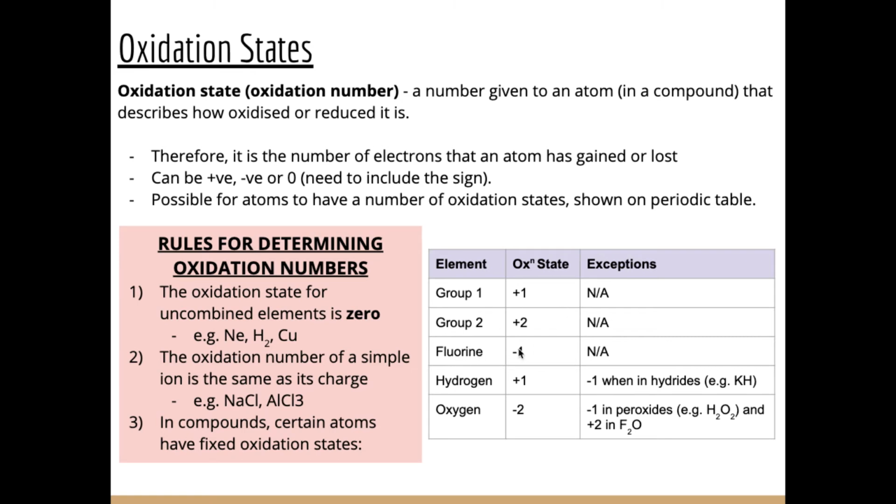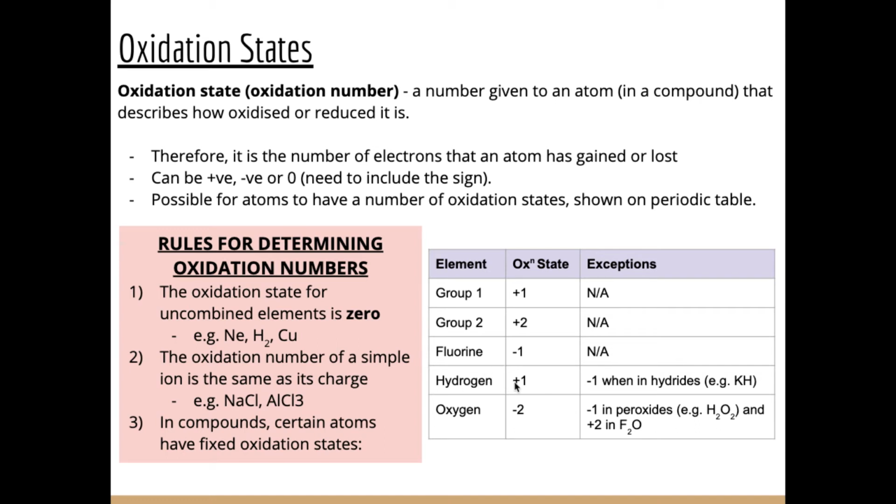Fluorine will always make a -1. Fluorine is our big boss of electronegativity, so it's always going to make a -1 no matter what it is bonded to. There are no exceptions to these rules, and we're going to see how to apply these rules in just a second. The two other rules.